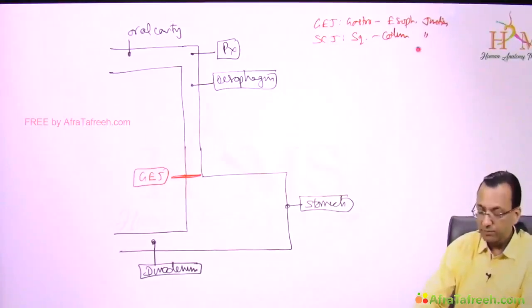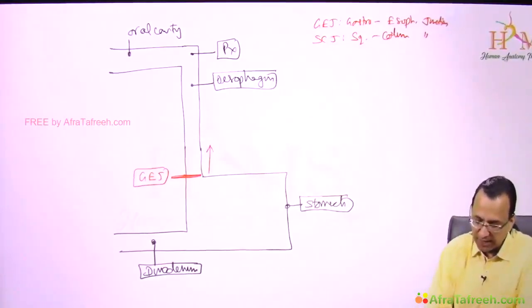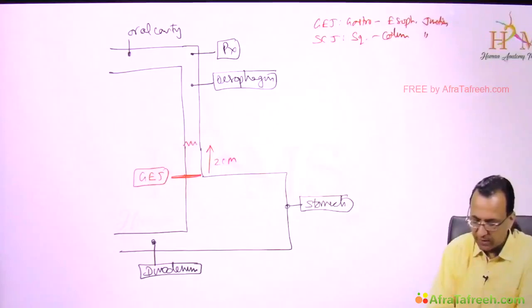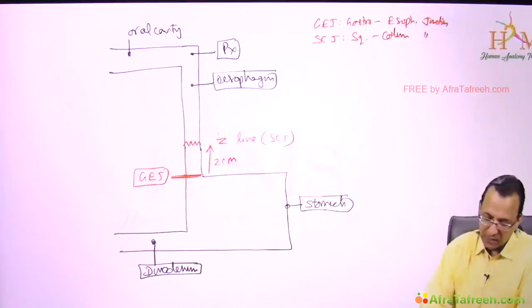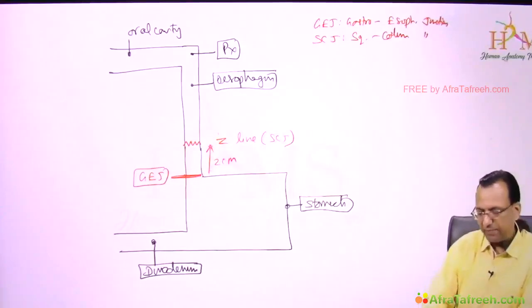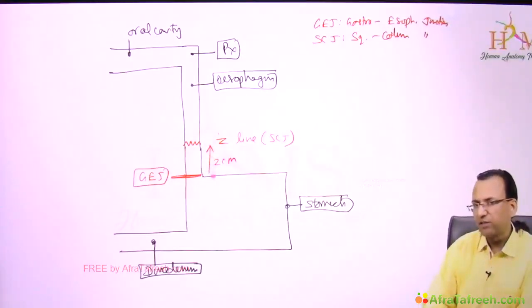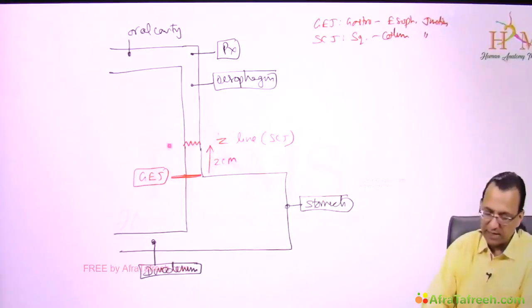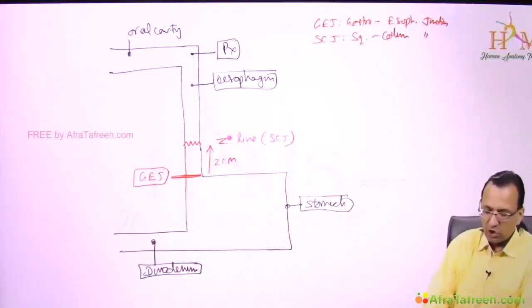You have known that 2 centimeter above that will be the Z line or zigzag line, and that is the SCJ. So 2 centimeter above the gastroesophageal junction, you have the Z line, zigzag line, that is the squamo-columnar junction. And what are the other details?